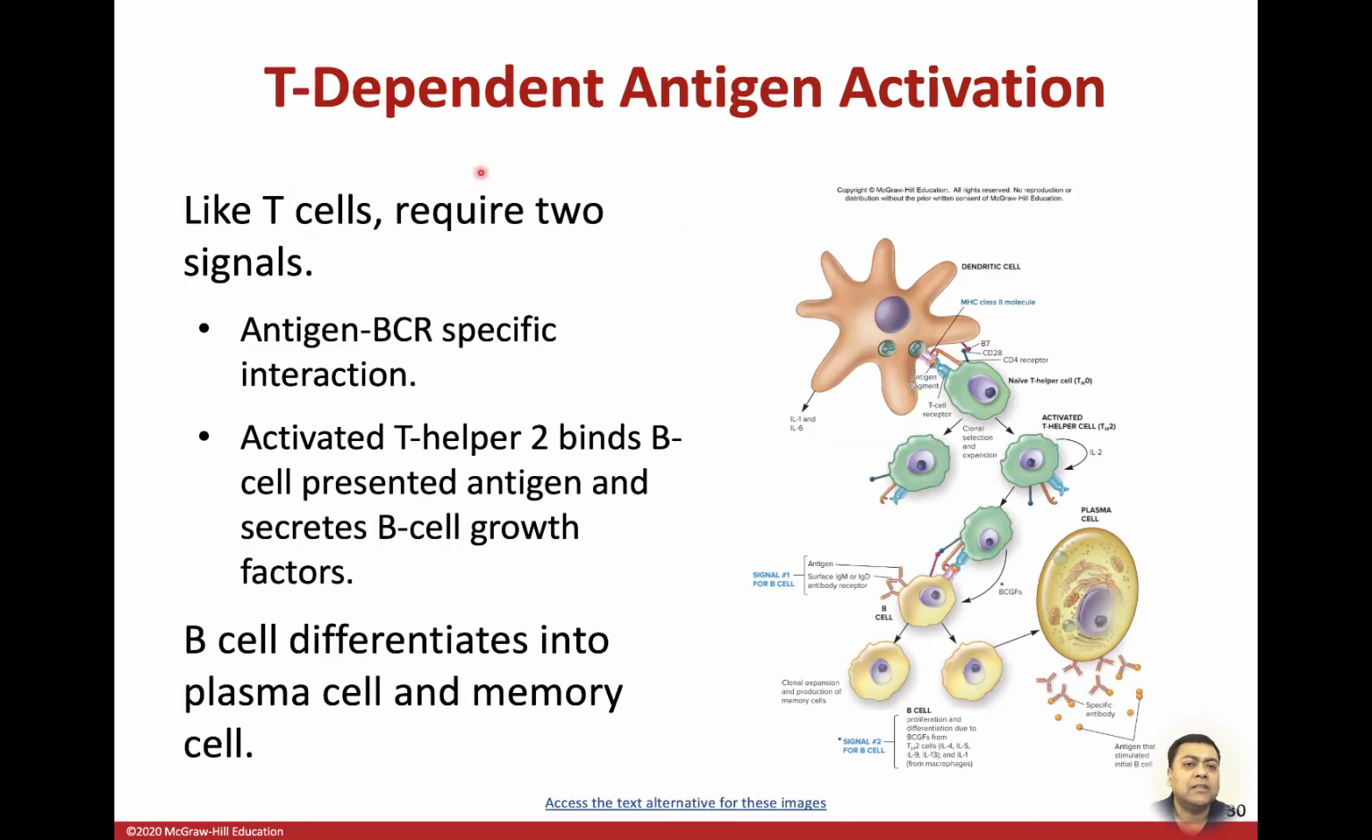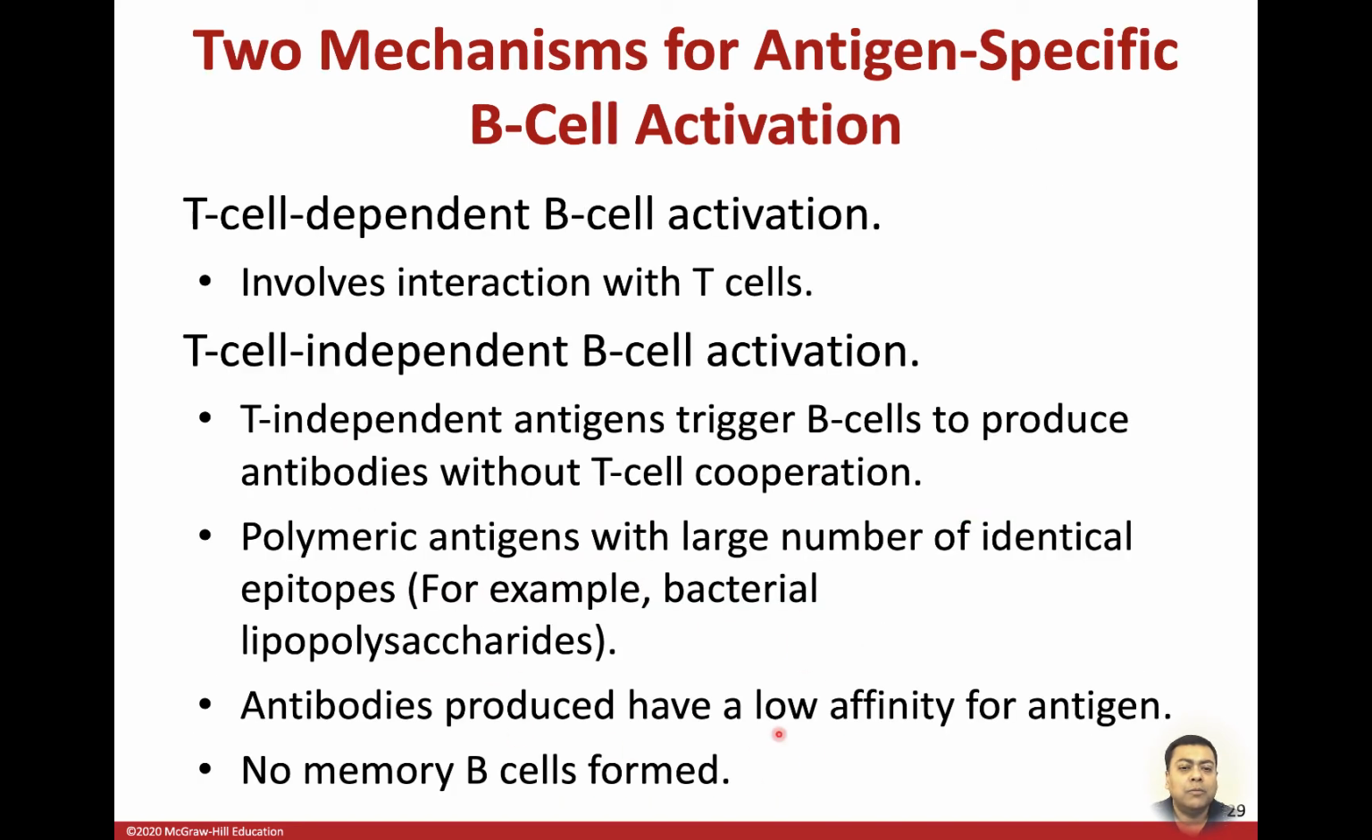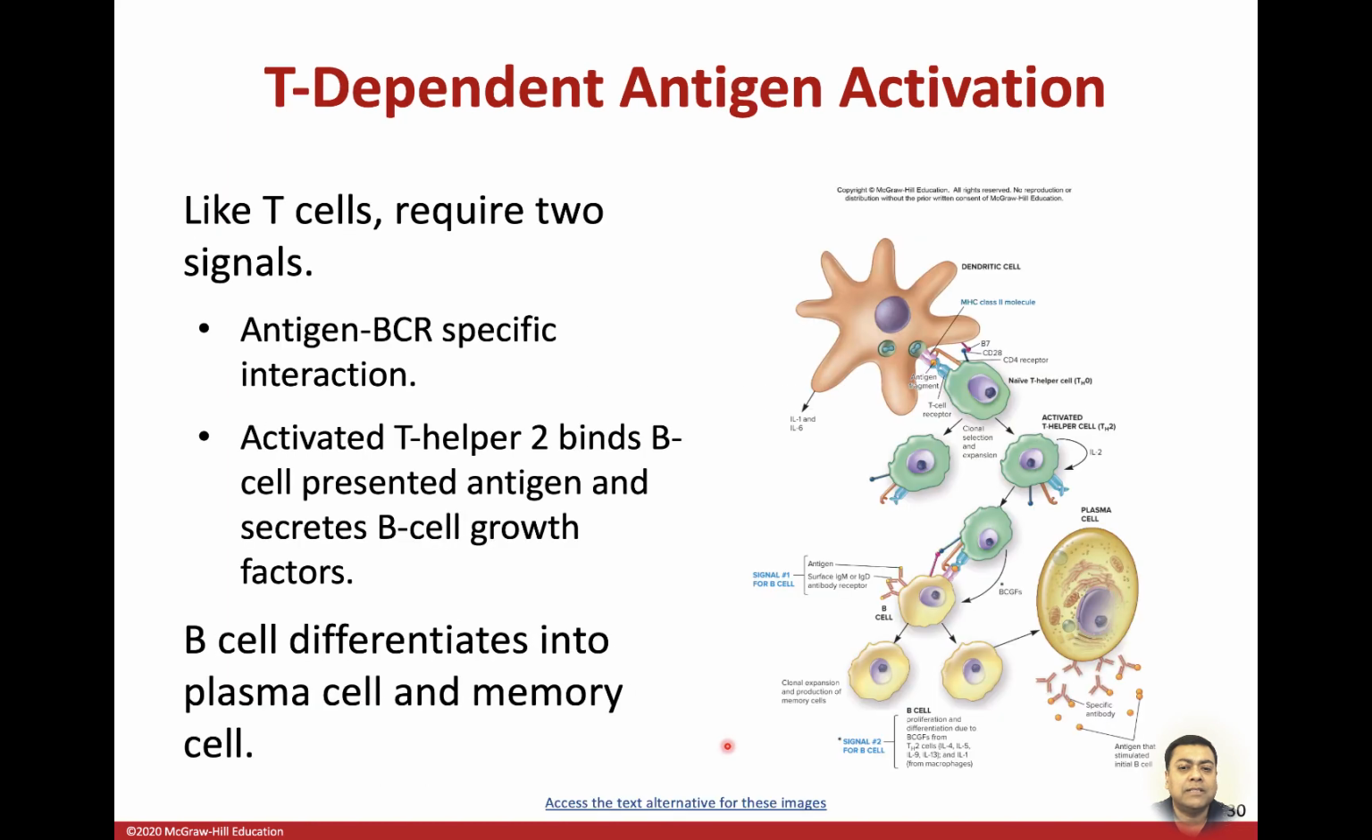So like T cells, the B cells will also require two signals. One is antigen and B cell receptor specific interaction, and also activated T helper cells, which bind to the B cell, present the antigen, and secrete the B cell growth factor. That B cell will differentiate into the plasma cell and the memory cell. So if the T helper cell is not involved, then there will be much less activity of the cell.